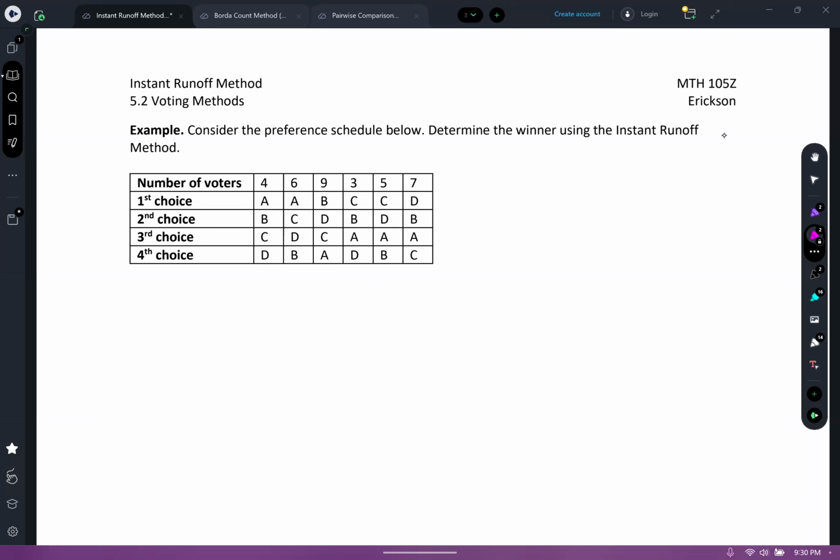Now for the instant runoff method, the goal is for a candidate to capture a majority of votes, not just a plurality. Plurality means that a candidate gets the most first place votes, but a majority means getting slightly more than half of all the votes. So the first step with the instant runoff method is to calculate what a majority of votes would be.